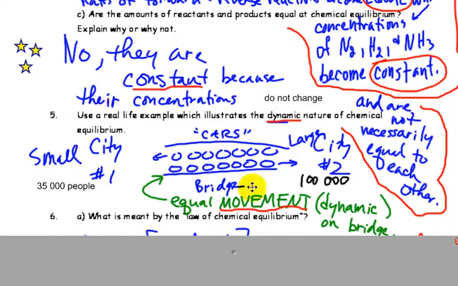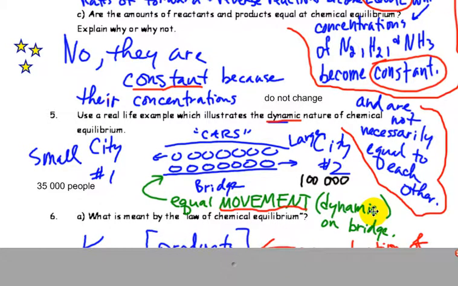Forward and reverse rate are equal. And the amount of people in a city at any given moment is constant. So we can see 35,000 doesn't equal 100,000. But throughout this equilibrium process, the population of this city stays at 35,000, the population of this city stays at 100,000, because whoever is leaving is replaced by an equal amount coming back.